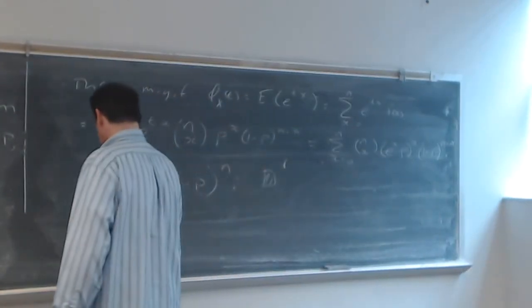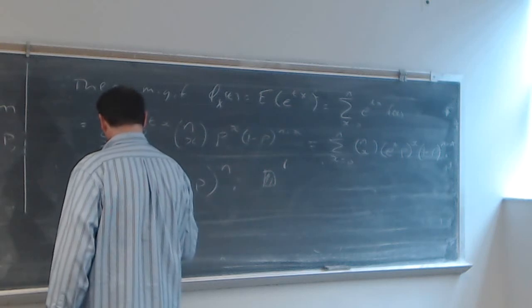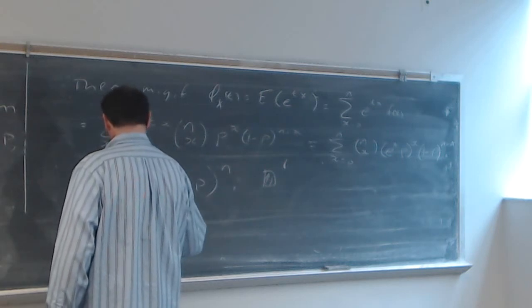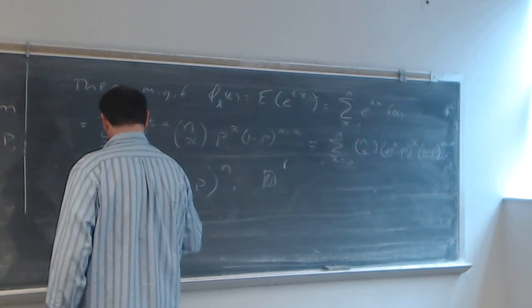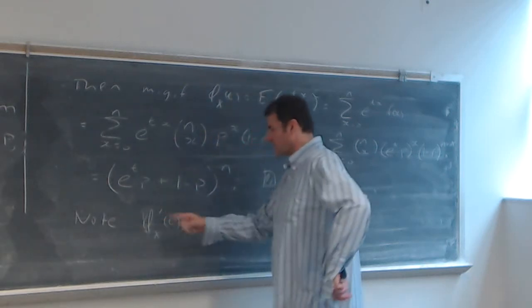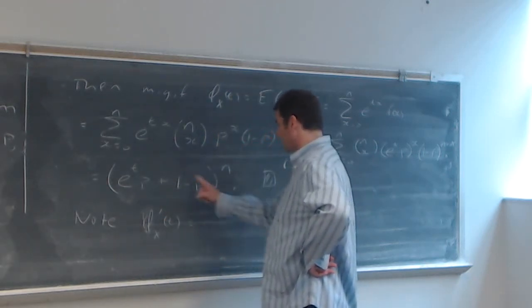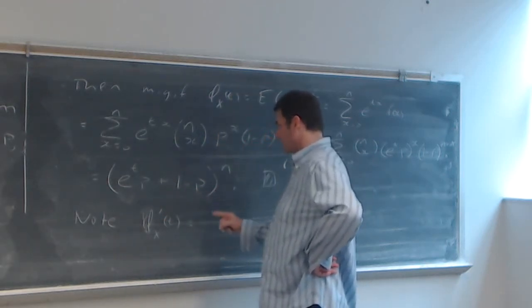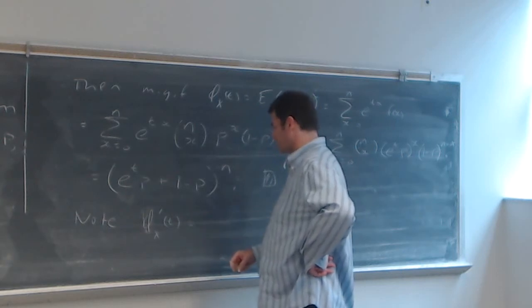So note, the expected value, well, if I were to take the first derivative of phi of t, the moment generating function. So here's what I'm looking at. Okay? Now I take this first derivative with respect to t.